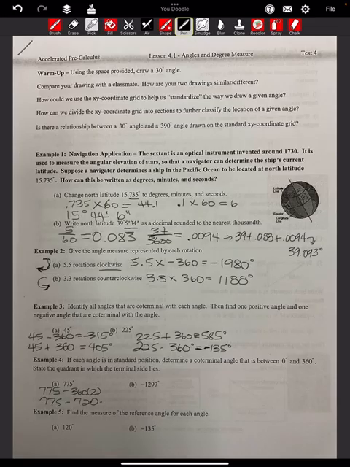All right, example 4. If each angle is in standard position, determine a coterminal angle that's between 0 and 360. State the quadrant in which the terminal side lies. All right, so all that basically means here, ladies and gentlemen, is we're going to do essentially the same thing.